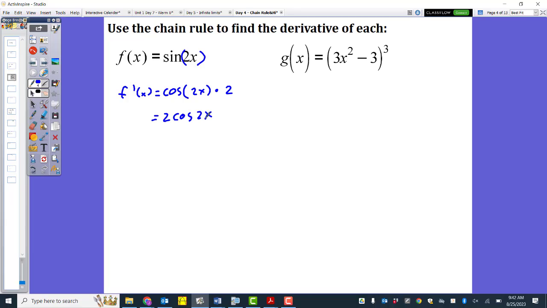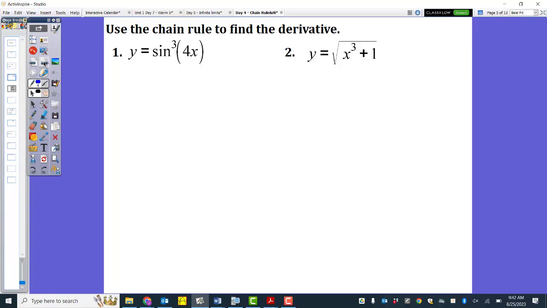For g of x, the outside function would be the cubed, the inside would be the 3x squared minus 3. So g prime of x is 3 times the quantity 3x squared minus 3, squared. This is the outside derivative, inside stays the same, times the derivative of the inside, 6x minus 0. And so we'd end up with 18x times 3x squared minus 3 squared. Okay? So a lot of this is just more practice.